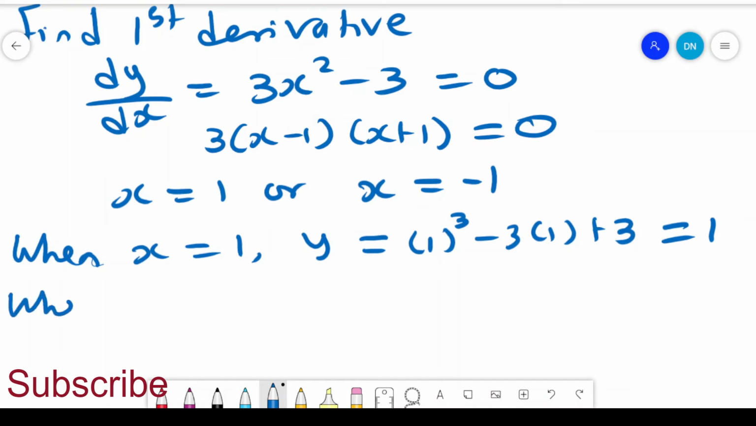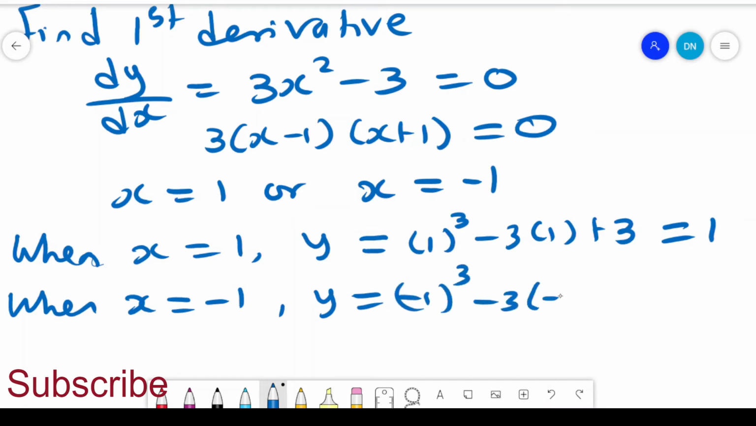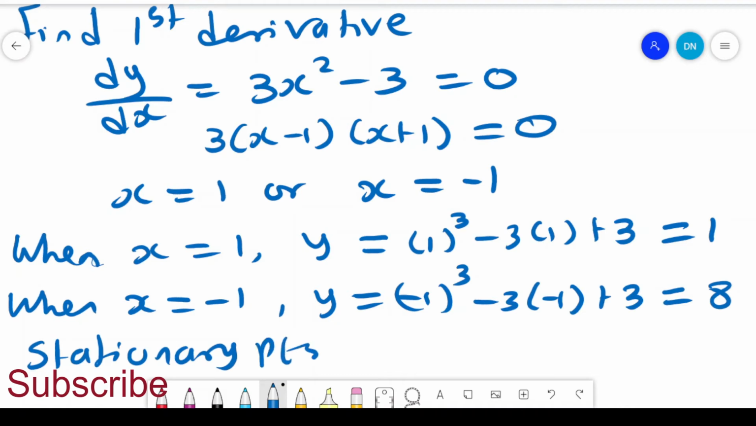And when x is equal to negative 1, y is equal to negative 1 cubed minus 3 times negative 1 plus 3. Negative 1 cubed is negative 1. Negative 3 times negative 1 is 3. So y is equal to negative 1 plus 3 plus 3, which is equal to 8. So we have our stationary points. One of them is when x is negative 1, y is 8. And the other one is when x is 1, then y is 1.